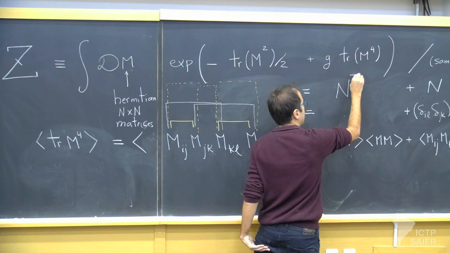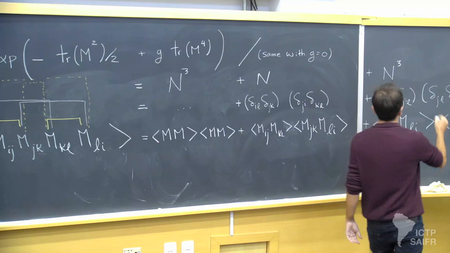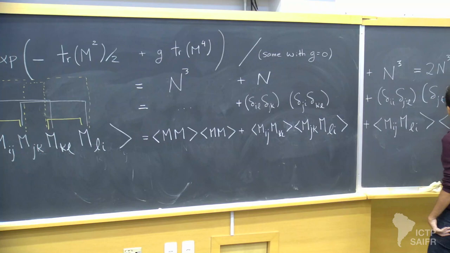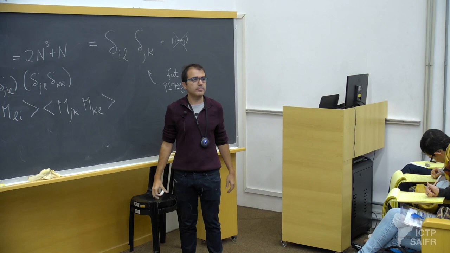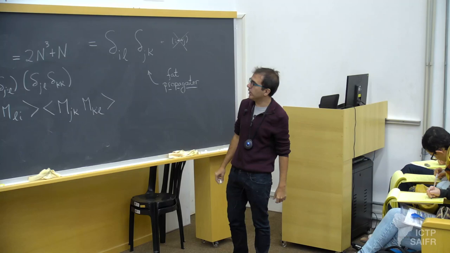And so, what do we get? We get 2N cubed plus N. And that's exactly what we wanted, remember? We wanted to split the 3 into 2 plus 1. Right? We wanted to split it exactly into 2N cubed plus N.